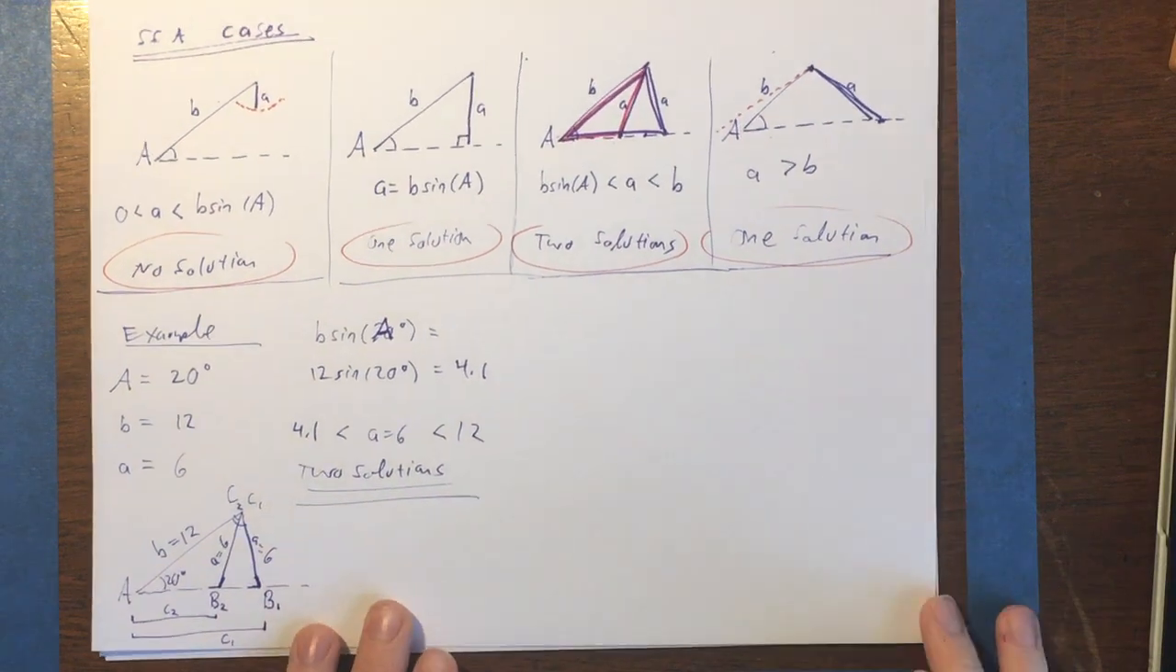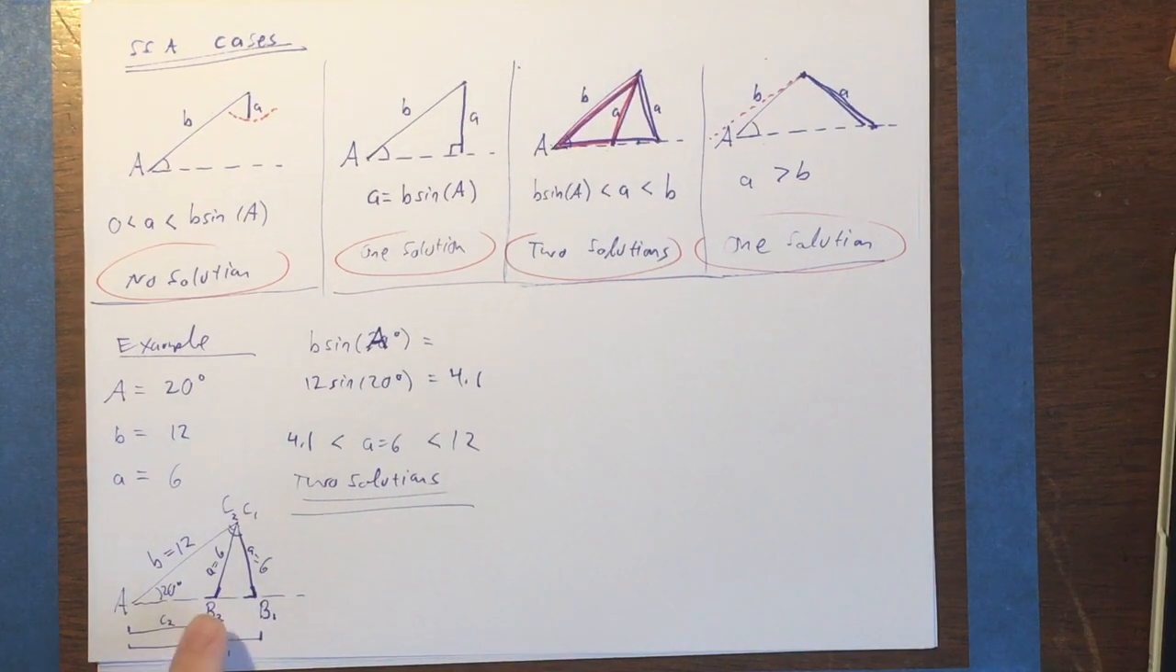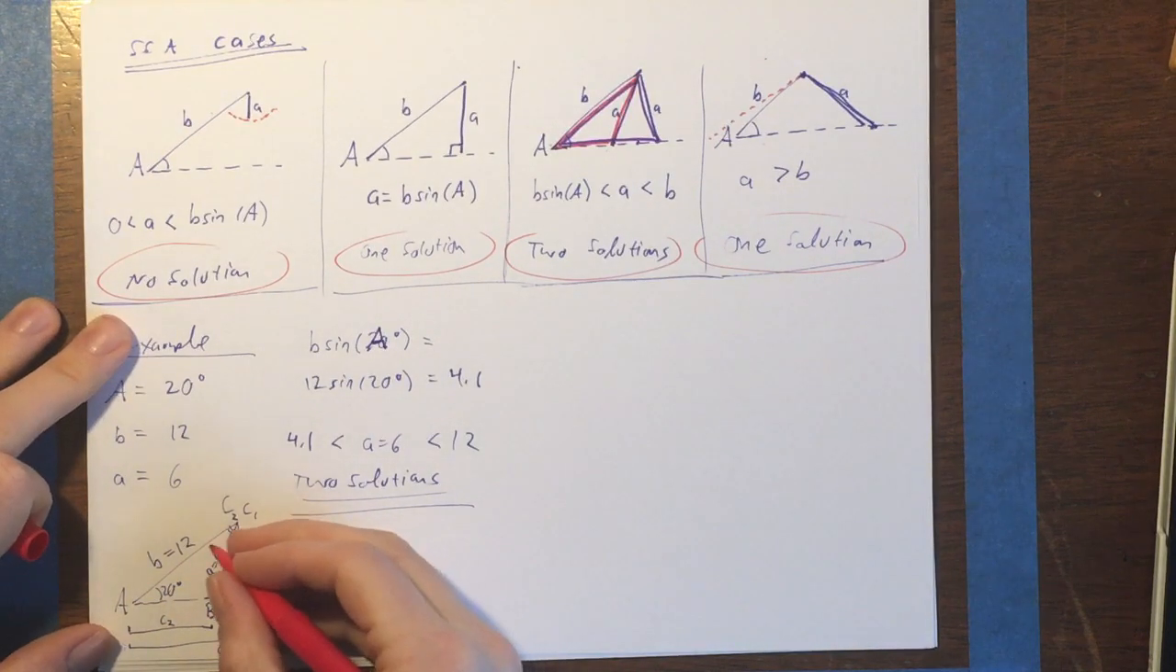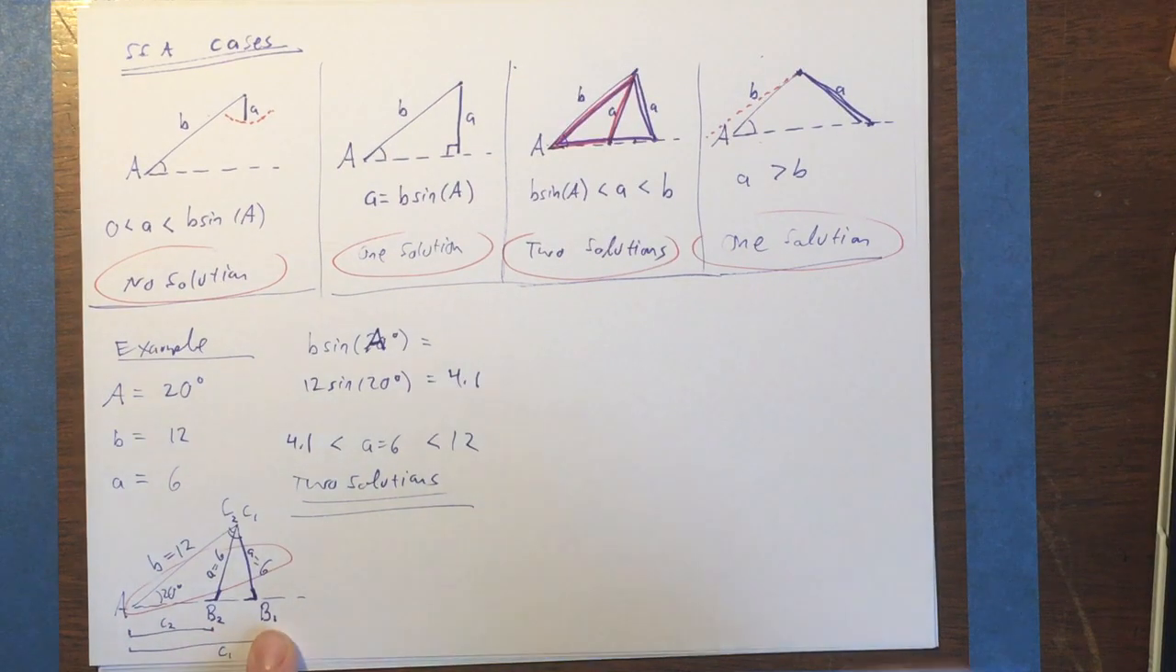So the way to start solving for these two triangles, I think what makes the most sense here is to use the law of sines to try to get angle B. Because we have our opposite pair, 20 degrees and A equals 6, right? So we have the opposite pair here. And then we have one side B, so you might as well try to get angle B, right?